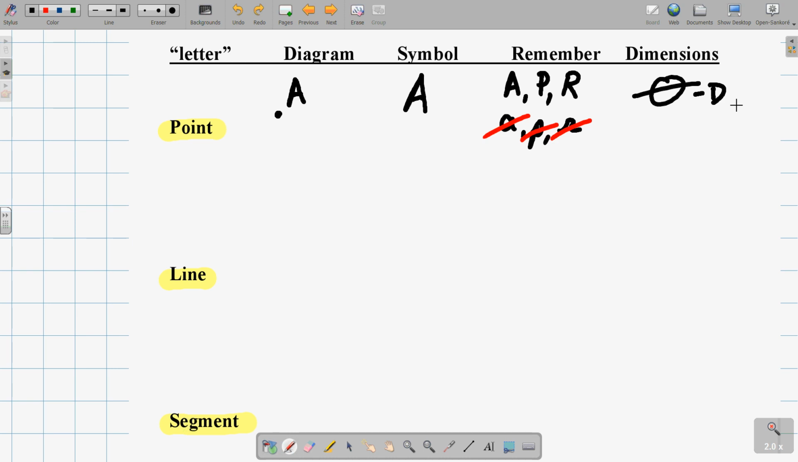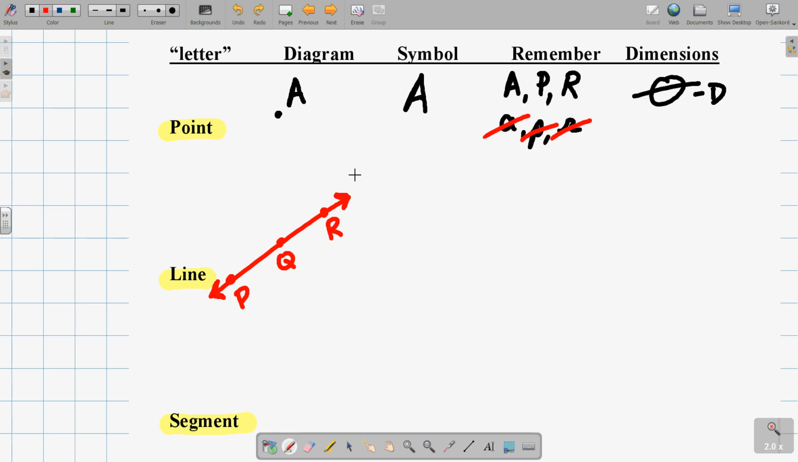A line. A line is a straight line, but in geometry, by definition, you have to put the arrows on there because it goes on forever, both directions. Now, when you name a line, you choose only 2 points, and you can use a combination of 2 points.